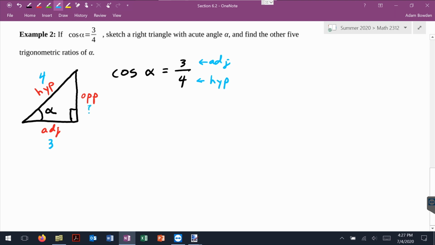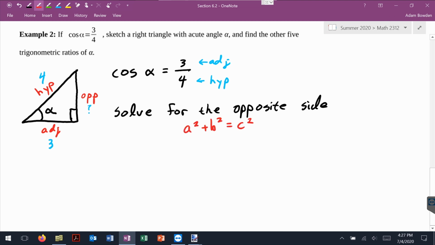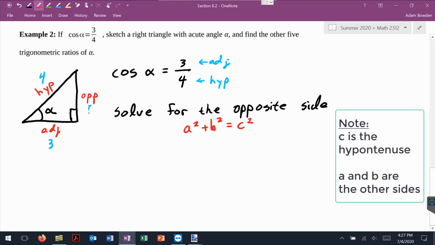We don't know what the length of the side opposite is, but we can solve for it. So what I'm going to do is solve for the opposite side. The way we can do that is through something called a squared plus b squared equals c squared, which is a special equation that works on right triangles, which is called the Pythagorean theorem. And so if we plug in the lengths, a and b stand for the sides, the smaller of the two sides, and the side c stands for the hypotenuse side.